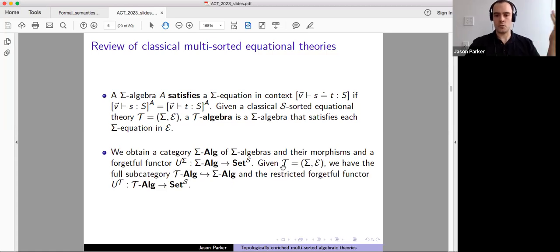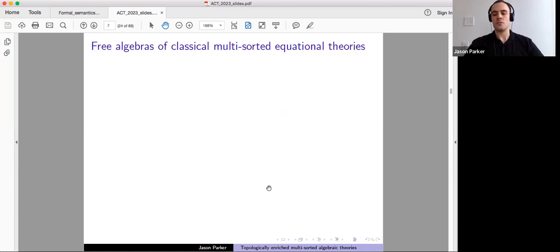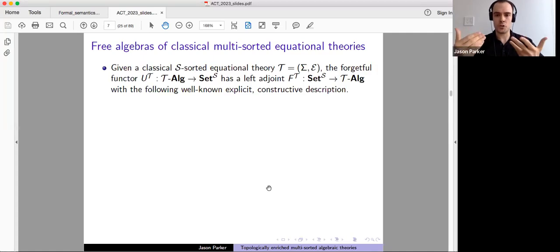And given a theory T, we get a full subcategory T-Alg of Sigma-Alg, and we can restrict the forgetful functor U sigma to get U T from T-Alg to Set to the S. Okay, so now we can review free algebras for these theories, which have a well-known description. So that's what I just said there.